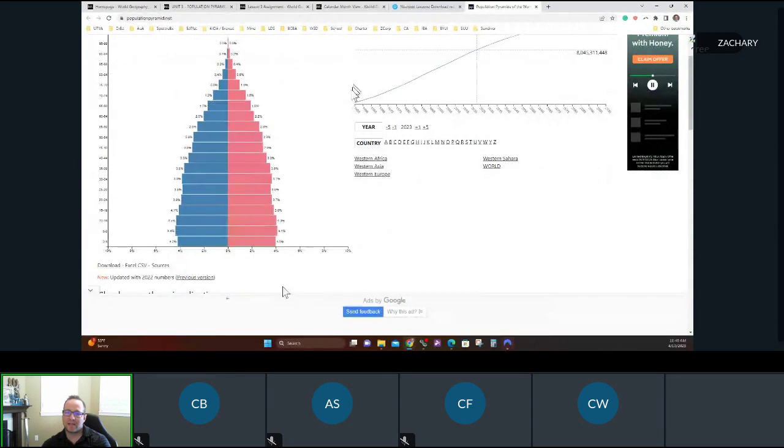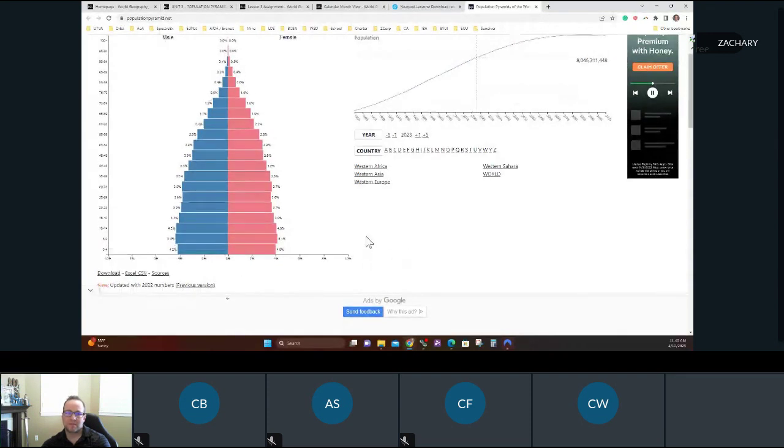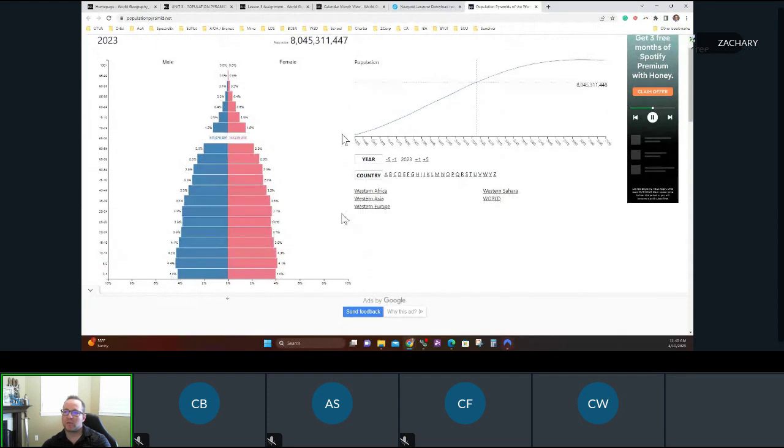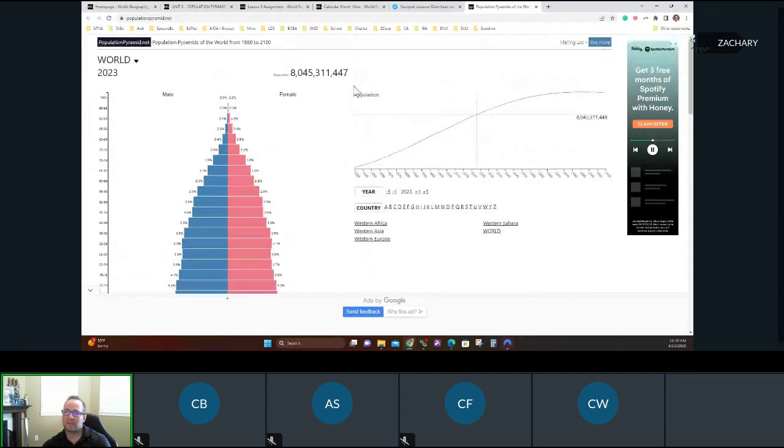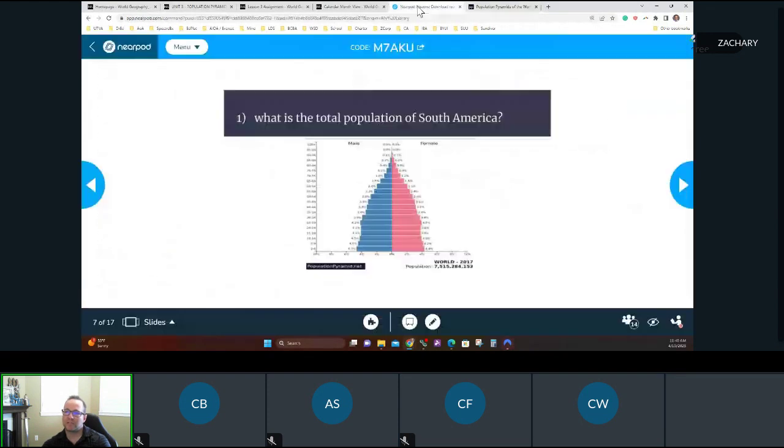Also, you'll notice that fewer kids are being born too, which could cause a problem as things go up. So kind of interesting there. We'll look into different countries in a second, but it's just interesting how to analyze these.